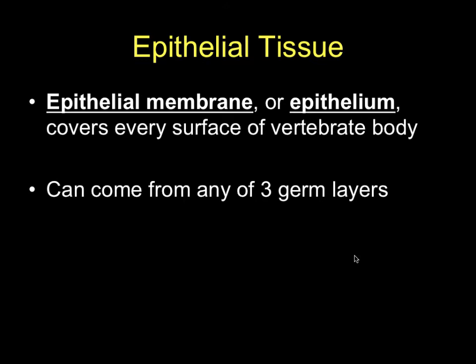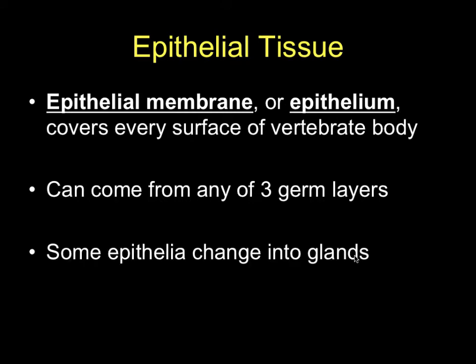Epithelial tissue can come from any of the three germ layers. So if we're talking about digestive epithelial tissue, that would have come from the endoderm. If we're dealing with epithelium that covers muscles, that would come from the mesoderm. And if we're dealing with skin and the associated epithelial tissue there, that would have come from the ectoderm. Right? So it could come from any of those three germ layers.